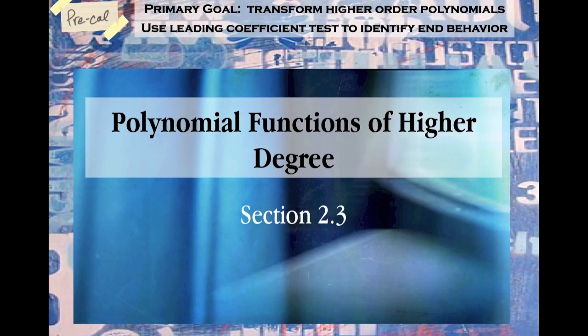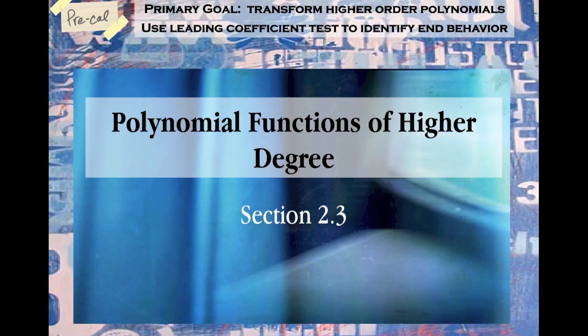We are going to be looking at section 2.3. This is polynomial functions of higher degree. Ultimately, what we're going to be looking at is some things we've already talked about in class, but we're going to focus in on, well, what happens if I don't have x squared? What happens if I have something bigger like x cubed or x to the fourth or x to the fifth?